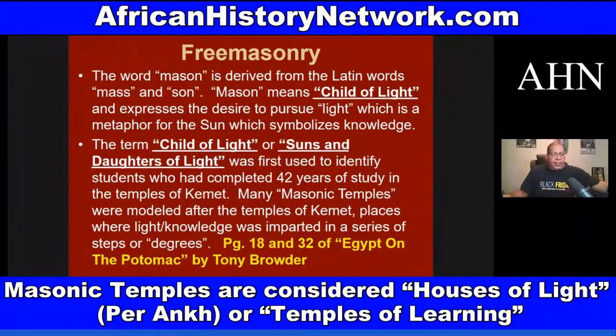The term child of light or sons and daughters of light was first used to identify students who had completed 42 years of study in the temples of ancient Kemet. Many Masonic temples were modeled after the temples of ancient Kemet, places where light or knowledge was imparted in a series of steps or degrees.